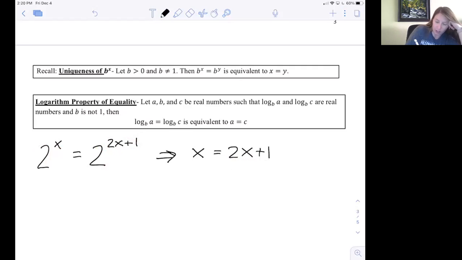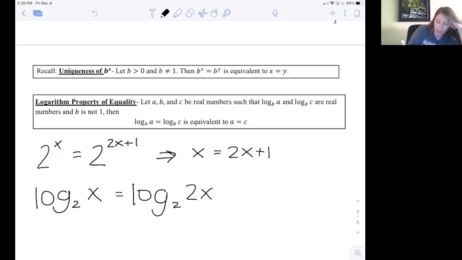The same goes for logs. If I have logs with the same base number, so I'm going to use 2 again. Let's say this is x equals log base 2 of 2x plus 1. So because these both have log base 2, I know that these 2 things need to be equal to each other. So I just set x equal to 2x plus 1 to solve for it. Okay? So that's the big point in this section.